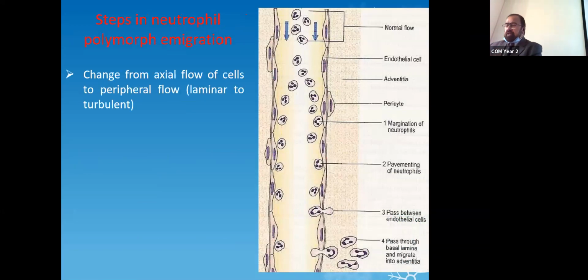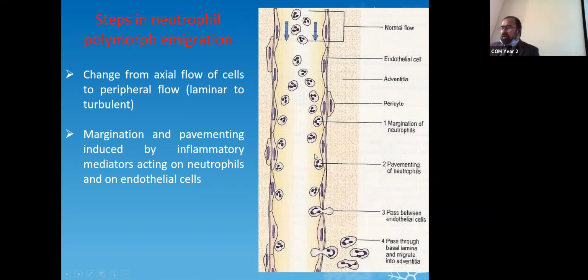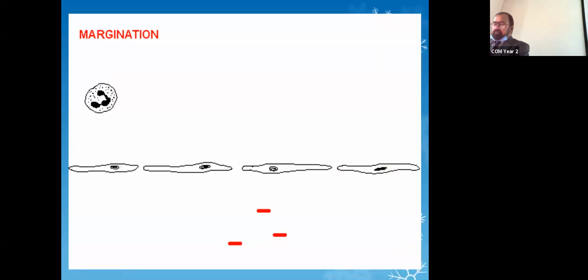So this is another picture in which you can see that there is a change in the axial flow. If you see here, the neutrophils are in the center and then they are shifting towards the periphery. This is called pavementing. Then there is rolling of these neutrophils, and finally they stick to the endothelium, and finally the process of diapedesis starts, and the neutrophil, by using its amoeboid action, leaves these blood vessels and goes out. Okay, this is how it does.